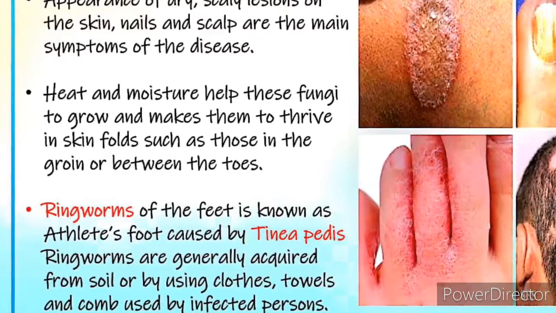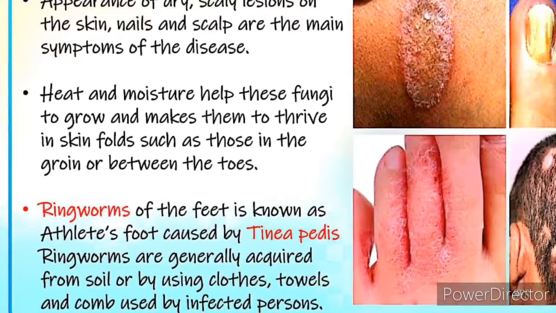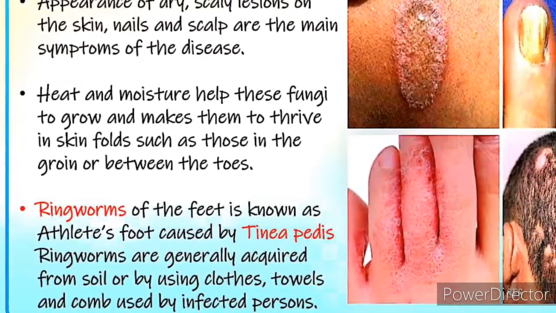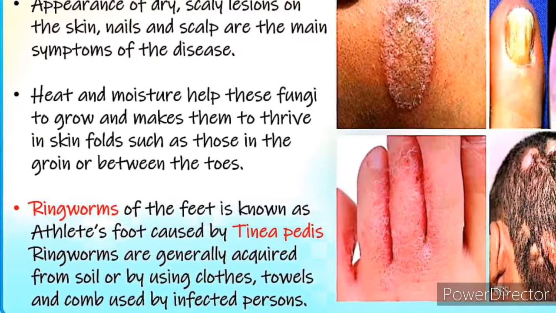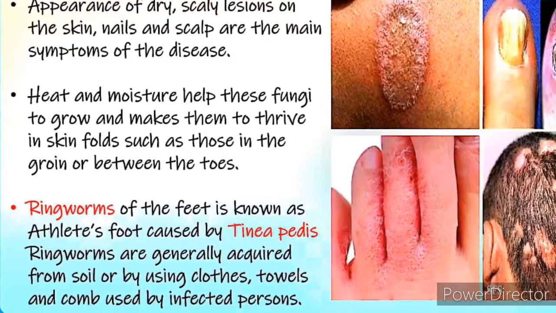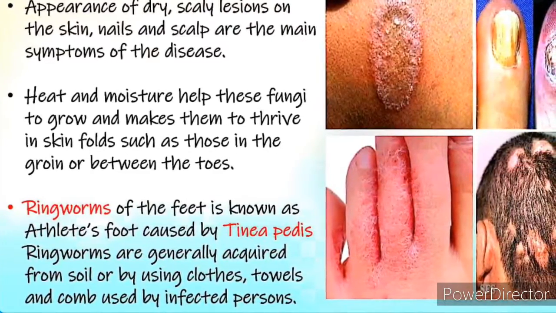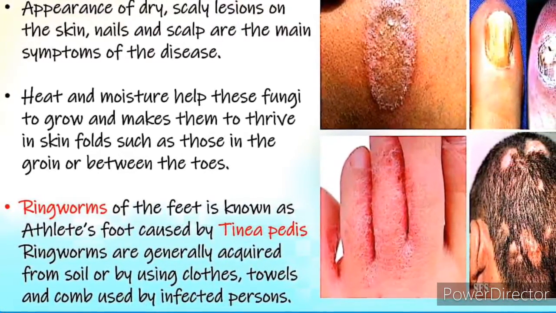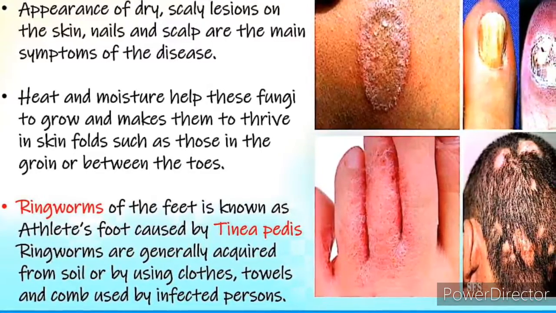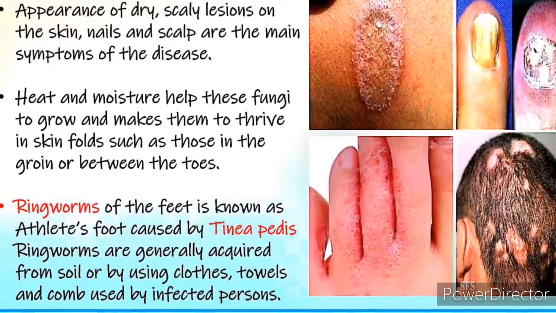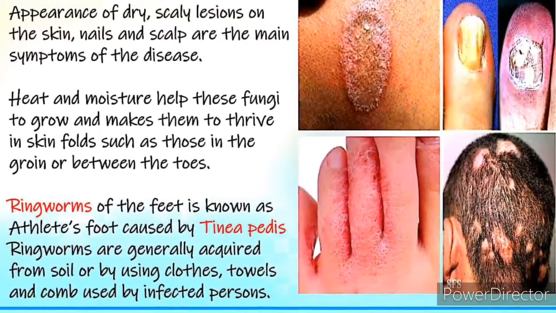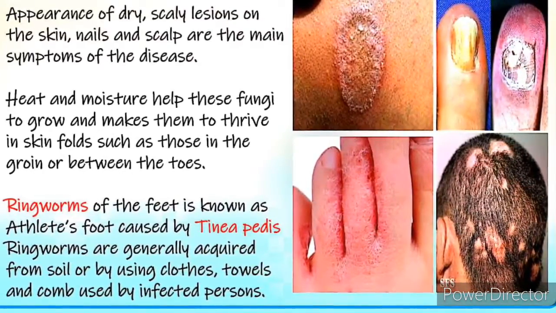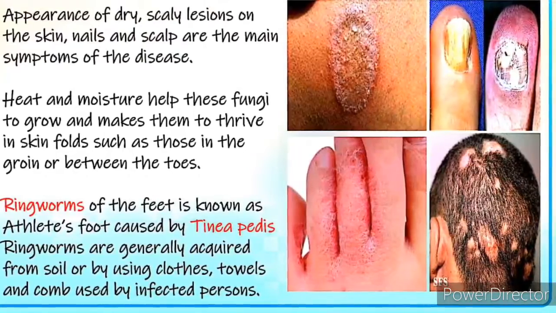What are the symptoms? Appearance of dry, scaly lesions on the skin, nails and scalp are the main symptoms. Heat and moisture help these fungi to grow and make them thrive in skin folds. Next, ringworm of the feet is known as athlete's foot. It is caused by Tinea pedis.